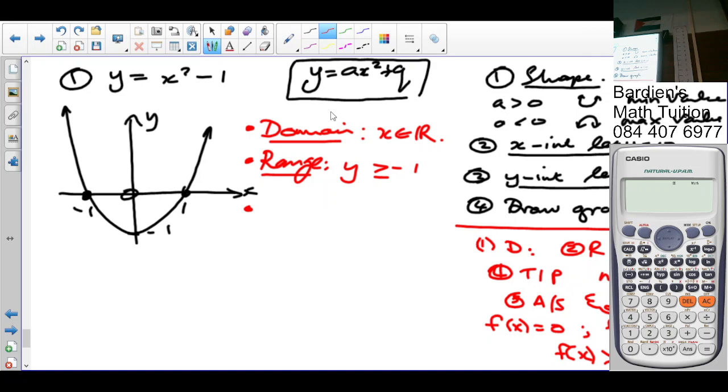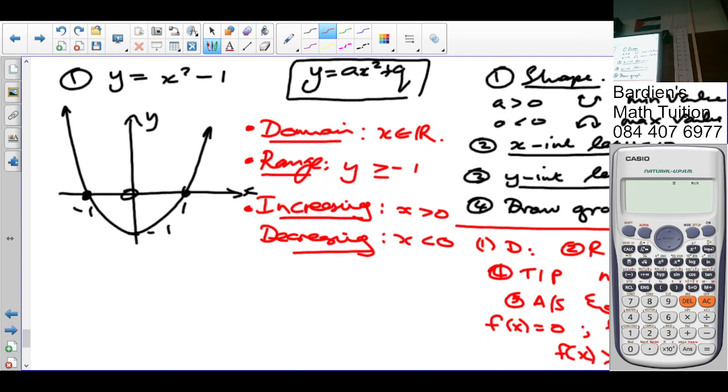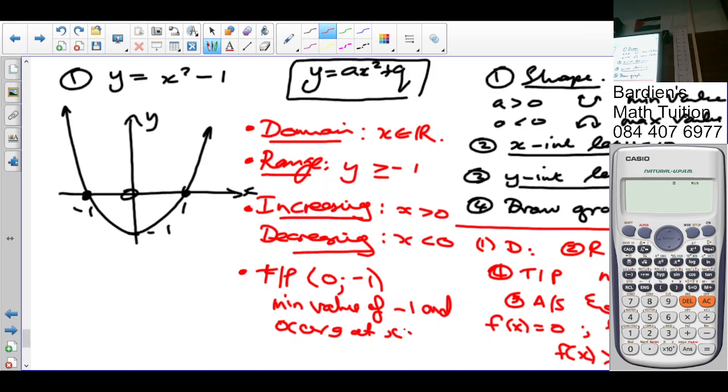Next one is where's the graph increasing. We always read increasing and decreasing from left to right. So what happens here to the graph? Decreasing. So it's decreasing for x is less than 0. Can you see that? What happens here to the graph? It's increasing. So it's increasing for x is more than 0. Not so. So for increasing, x is more than 0. For decreasing, x is less than 0. At 0 is neither increasing nor decreasing. Okay. The next one, the turning point. What's the coordinates of the turning point? 0 and negative 1. What did we say about that? It has a minimum value of negative 1 and occurs at x equal to 0.